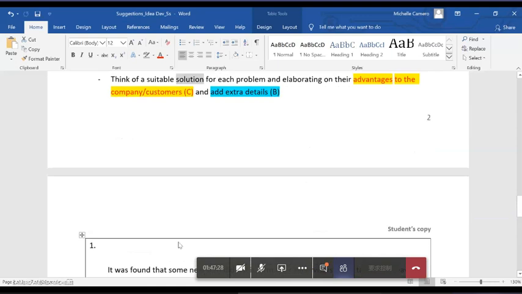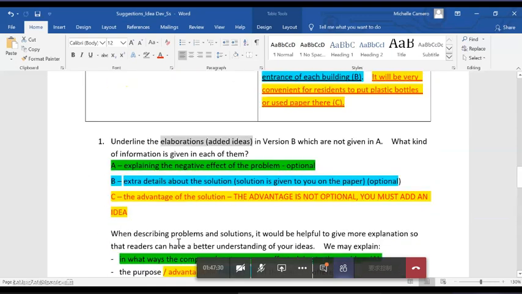All right, students. So we've talked today about adding ideas to both the problem and the solution, and you must add the advantage. We've talked about building sentences, and we've talked about the two solutions and giving the advantage and disadvantage. All right, so that is it. I hope you found that helpful.